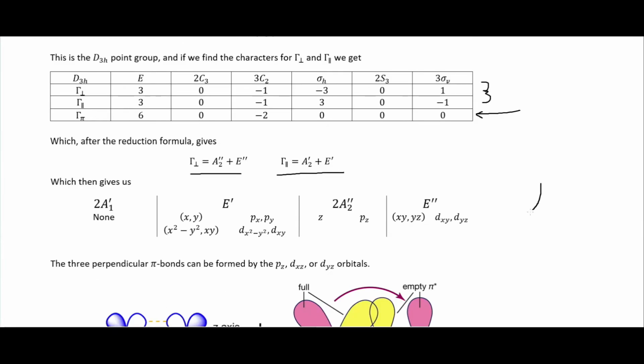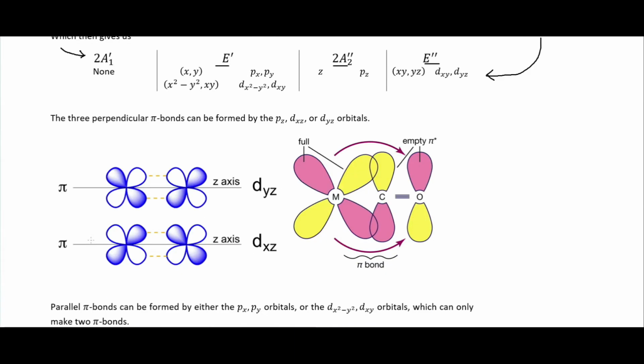And so these will be our bases right here, which come from that D3h character table. So we have this E prime here, and this A2 double prime, and this E double prime, where this A1 prime here doesn't have anything in it. And so the three perpendicular pi bonds can be formed with the pz, the dxz, or the dyz orbitals.